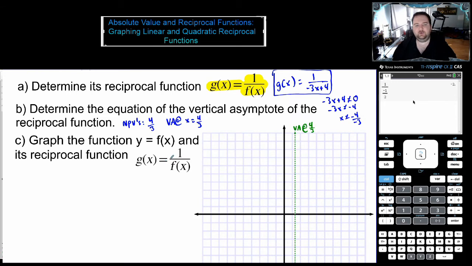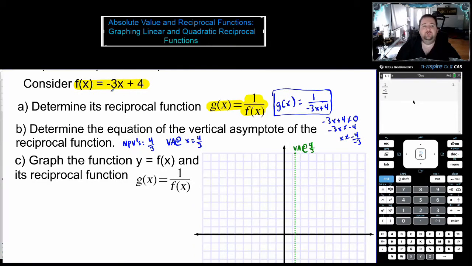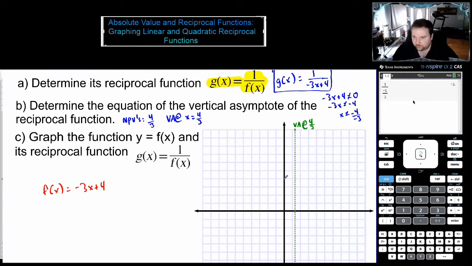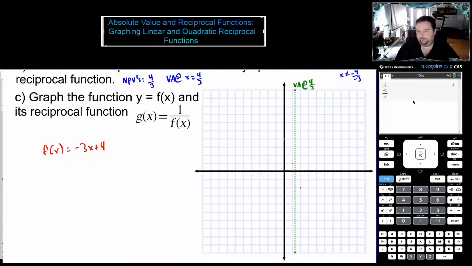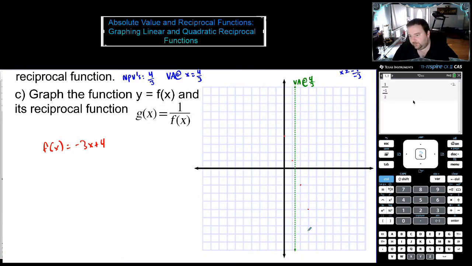Now we're going to graph the functions f of x and g of x. So f of x we can do in red, and f of x was just a line. It's negative 3x plus 4. So that has a y-intercept of 4, which is there, and it has a slope of negative 3. So down 3 over 1, down 3 over 1. Up 3, left 1, up 3, left 1. Okay, that's probably enough points.